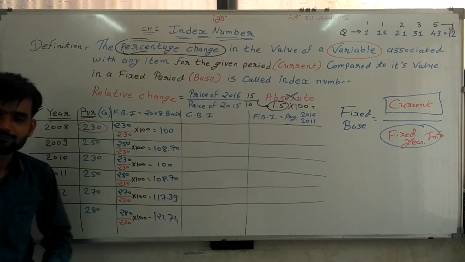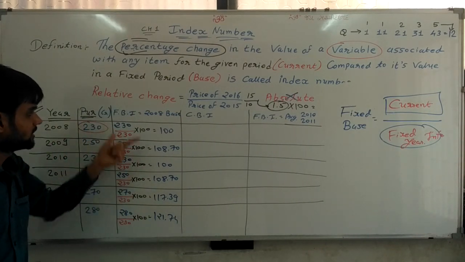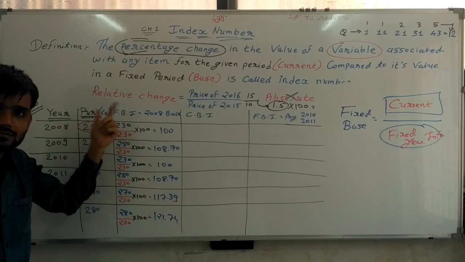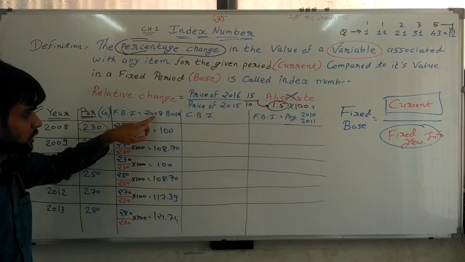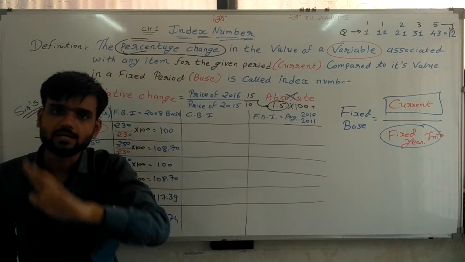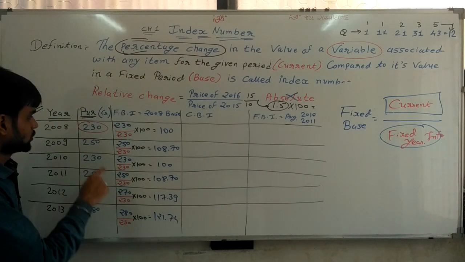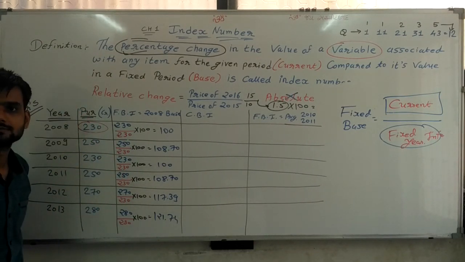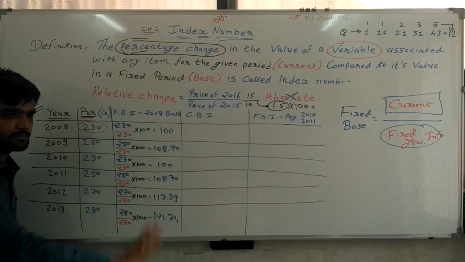So sir, this is my first method to find fixed base index number by taking 2008 as the base. And that's why sir, 2008 information 230, that is my base. In this way we can find index number.